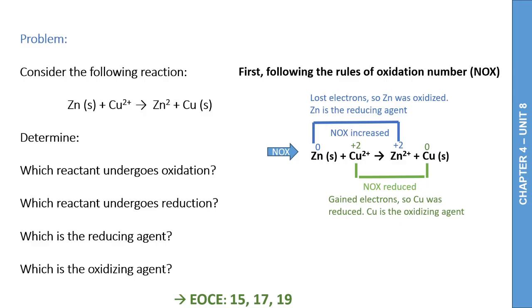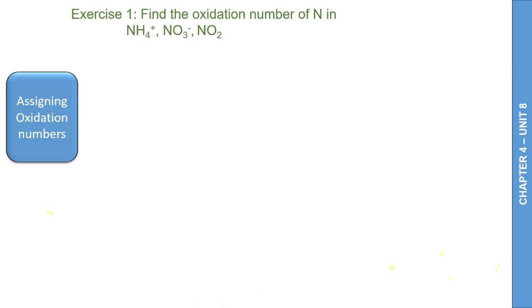Pretty easy. Just remember why this happened: if zinc is oxidized, that means zinc made copper reduce. That's why zinc is the reducing agent. Pay attention to how to find out the oxidation number. Let's assign oxidation numbers for some compounds.